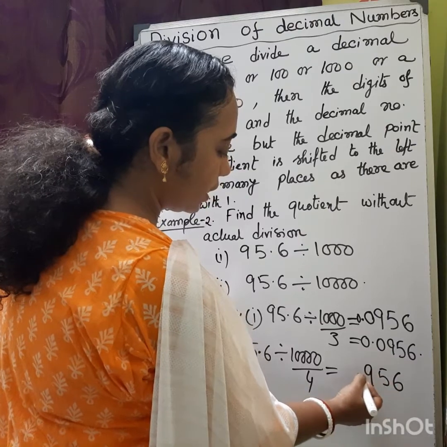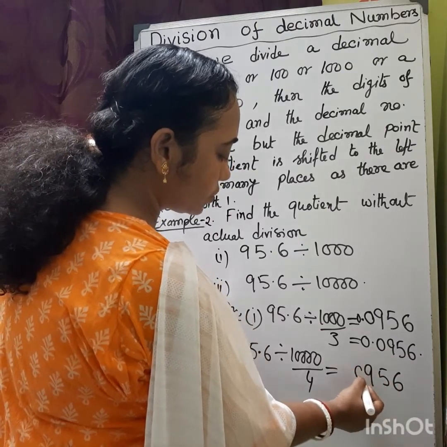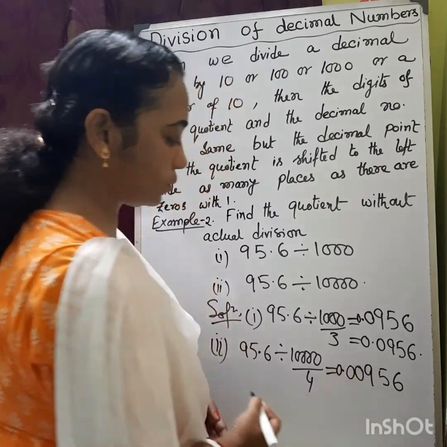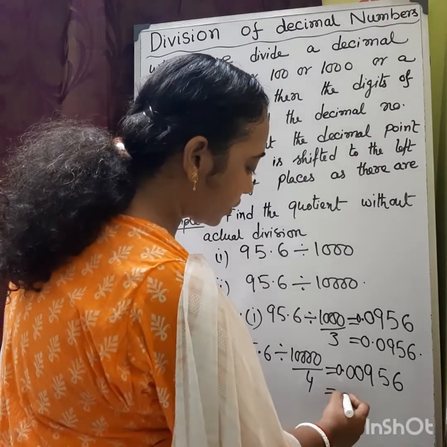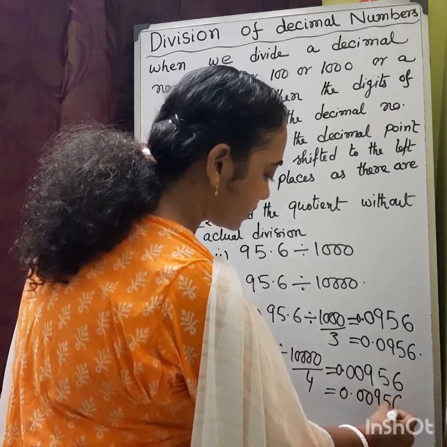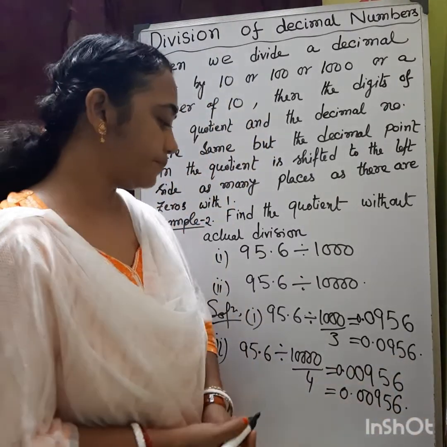So 1, 2, here no digit is left, so we put 2 zeros here. Then we put the decimal point. Then we put 0. So the answer we are getting is 0.00956. This is the required quotient.